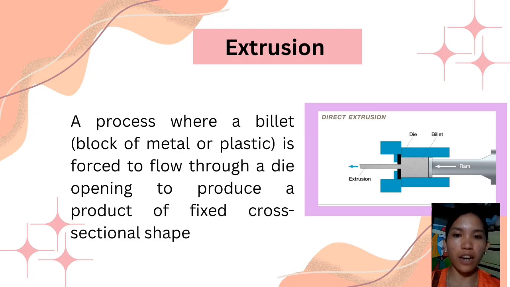As you can see, I have provided a diagram which shows the key components and the exact process of extrusion. We have the pellet, die, and ram, but the components are only the pellet, die, and the press, which is the machine.